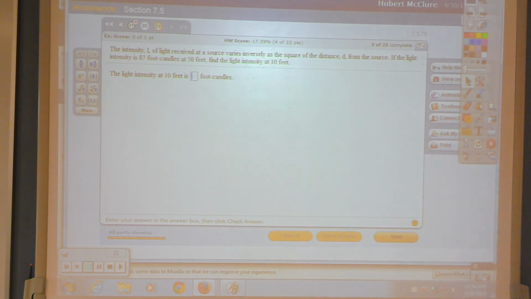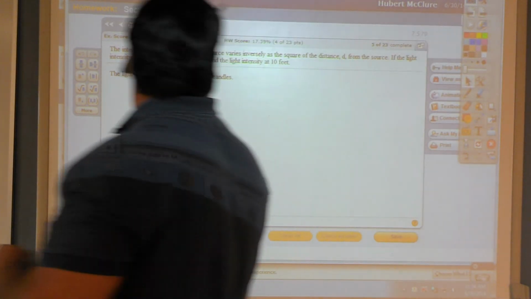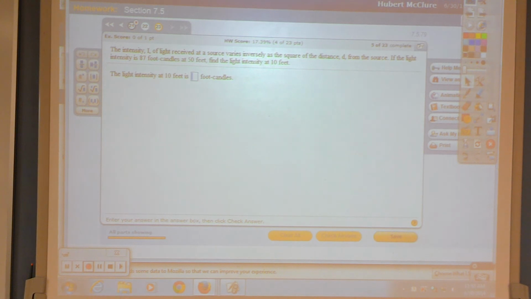They're so funny. Alright, the intensity I of light received at a source varies inversely as the square of the distance from the source. If the light intensity is 87 foot candles at 50 feet, find the light intensity at 10 feet.